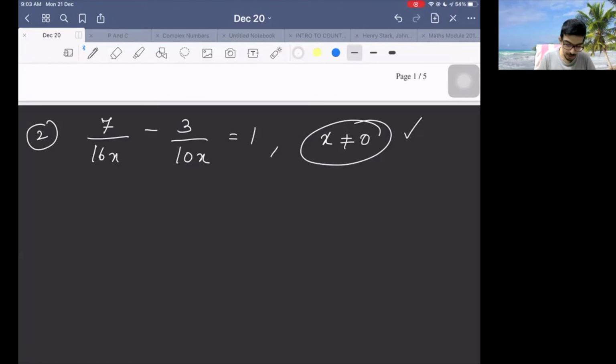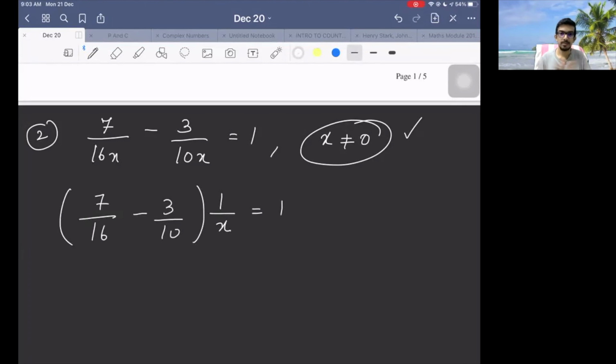See, what you have to do is you just take x outside, but x is in the denominator, so it's actually 1 by x. Do you understand this step? If you understand this step, then you're done. I've taken the common factor out, but you have to remember that the x is in the denominator, so it's actually 1 by x. That is coming out. Make sense?